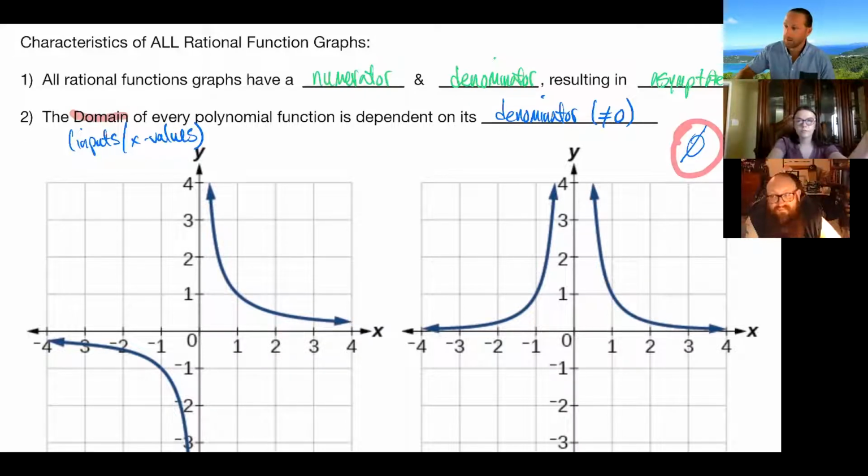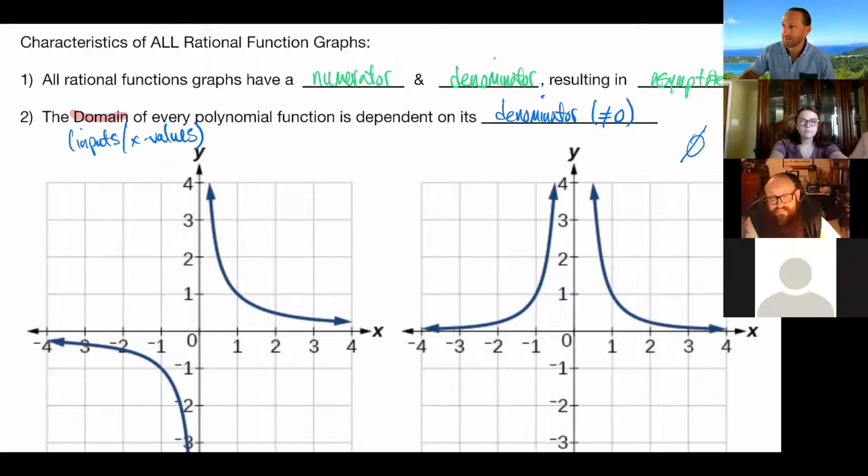That not equal to 0? No solution? Anybody else? No answer. And do you see what we're getting? A bunch of different answers.